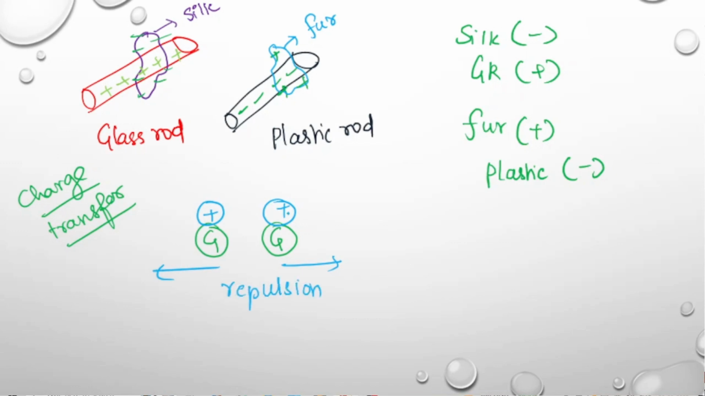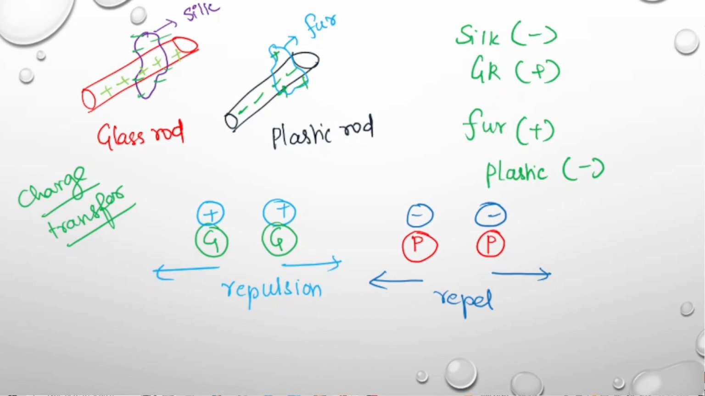Now I am going to bring a plastic rod and another plastic rod near each other. Since both plastic rods accumulate negative charge, both are negatively charged. Therefore, they also repel each other.